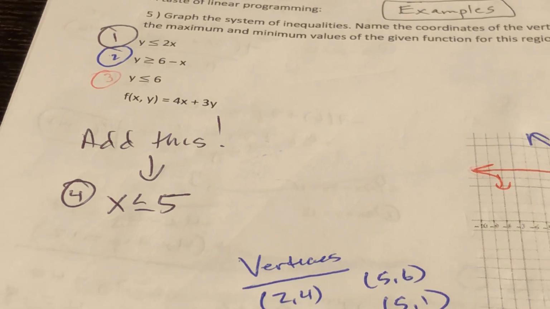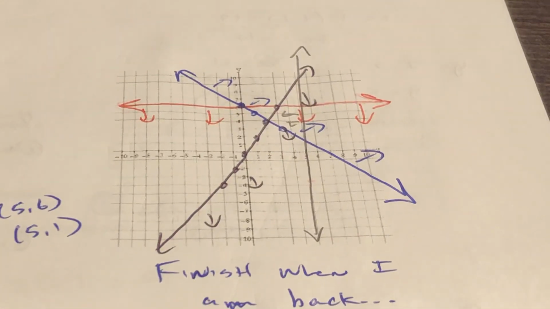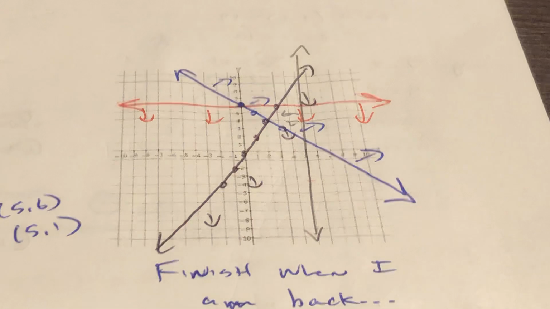So the first one is y less than or equal to 2x. Second one is y must be greater than or equal to 6 minus x. Last one is y has got to be less than or equal to 6, and x has got to be less than or equal to 5. All right. X and y could be products, hours used, amount of hours someone has available. It could be anything.